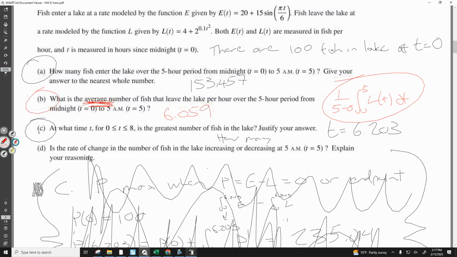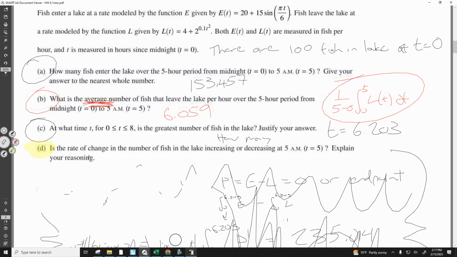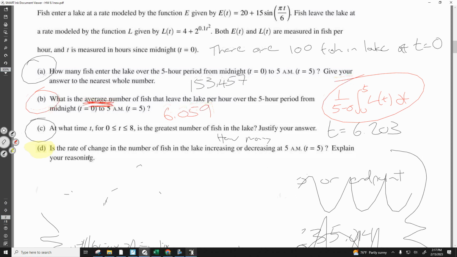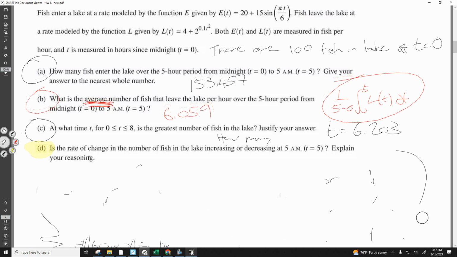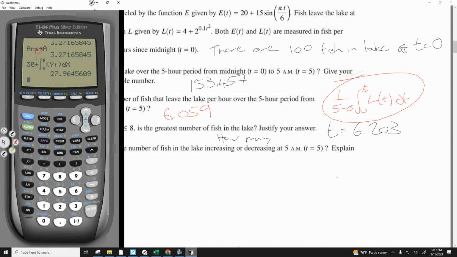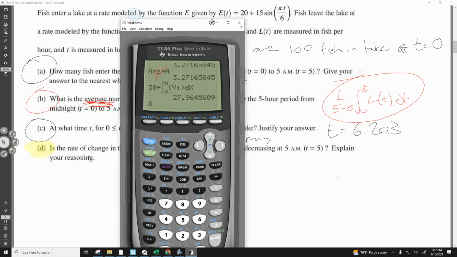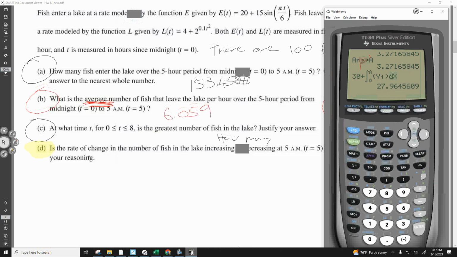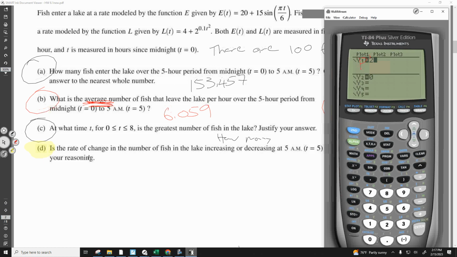Now let's go to part D, and let's have our mind blown. Is the rate of change of the number of fish increasing or decreasing at T equals 5? Explain your reasoning. I'm going to have to show this on your calculator. On my calculator. All right, let's get your E minus L. 20 plus.